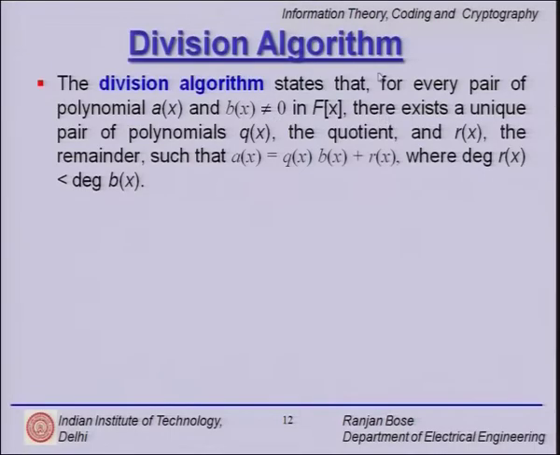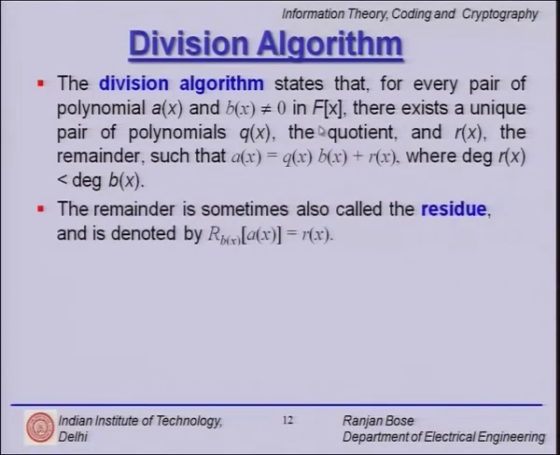The algorithm states that there exists a unique pair of polynomials q(x), which is called the quotient, and r(x), called the remainder, such that a(x), which is one of the first polynomials, is nothing but the quotient times b(x), which is the divisor, plus r(x), which is the remainder, and the degree of r(x) must be less than the degree of b(x), the divisor. It is stated as an algorithm, but it is more like a simple theorem.